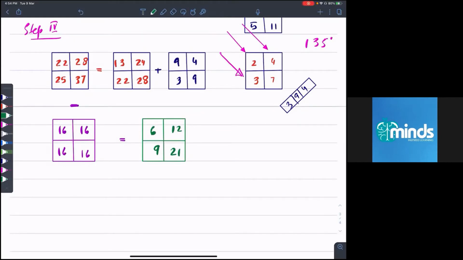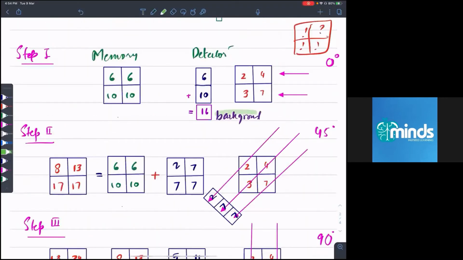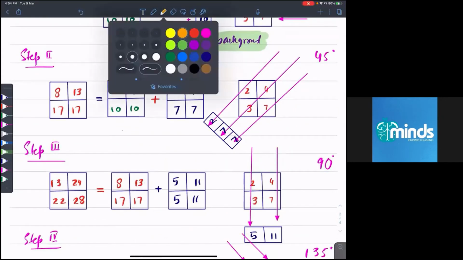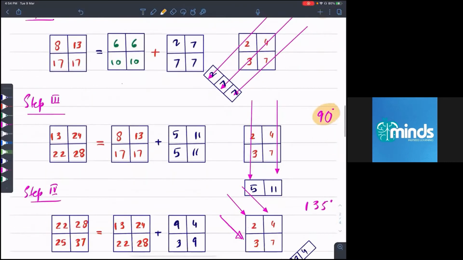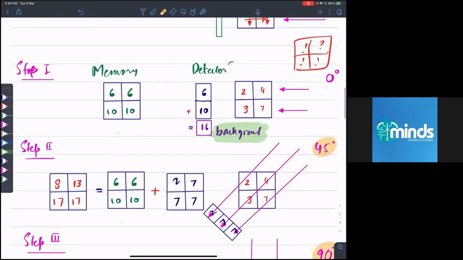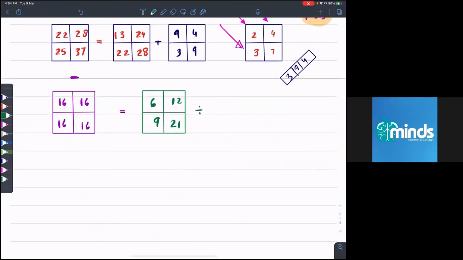Now 0 degree was actually the step to get the background radiations or background value, right? If we exclude this, how many steps have we actually performed? 1, 2 and 3. Because 0 degree was background, we have already used that. We have performed 3 different steps. What I will do, I will divide this voxel by 3.